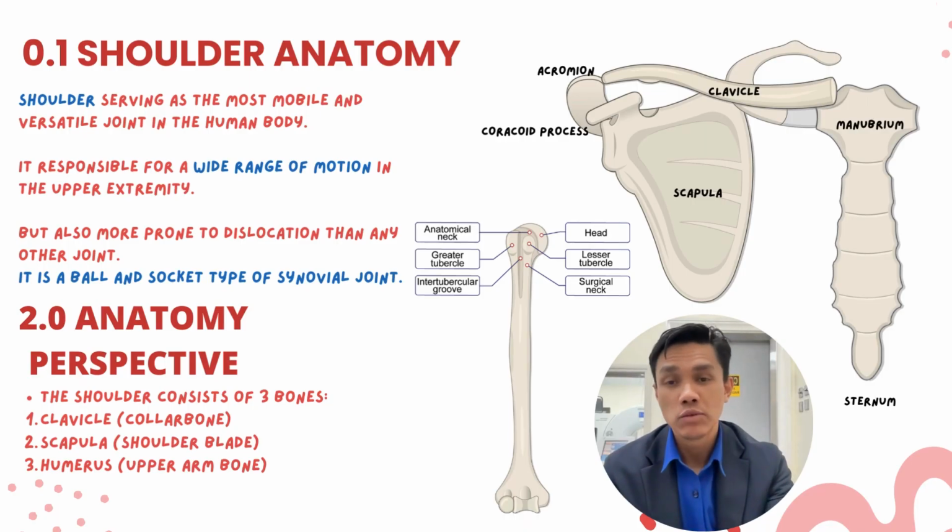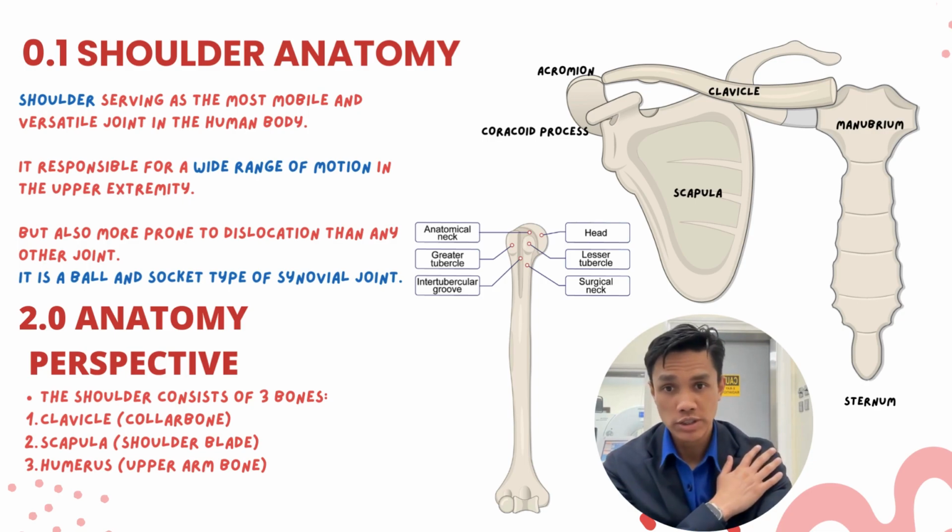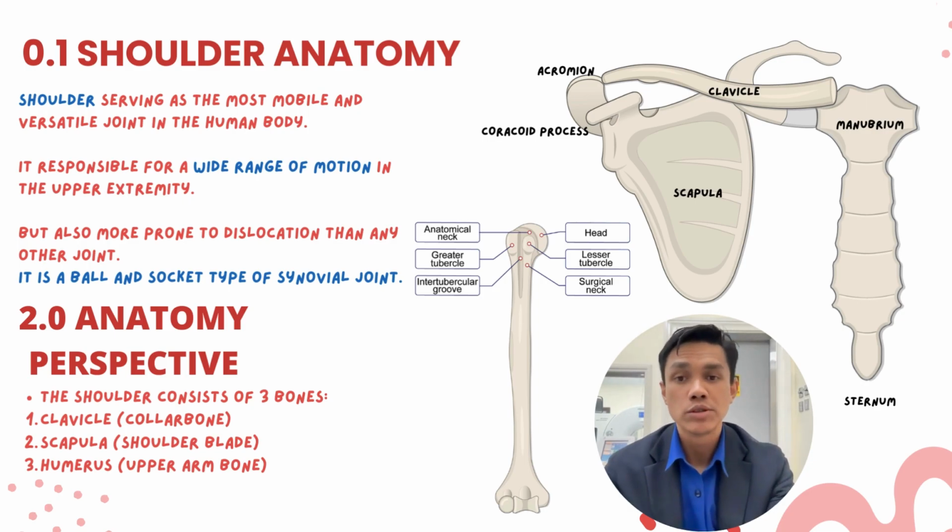In this slide, I will be showing an anterior part of the shoulder. The shoulder is the most mobile and versatile joint in the human body due to its wide range of motion. But it is also more prone to dislocation than any other joint. It is a ball and socket type of synovial joint. Later I'll be showing you the humerus, with more explanation on the synovial joint.